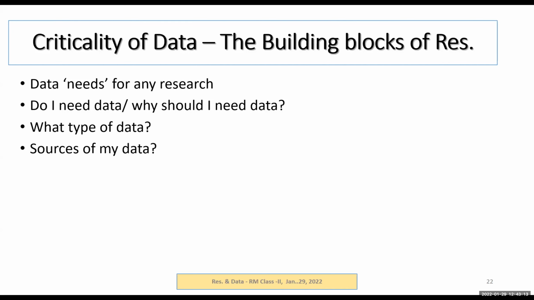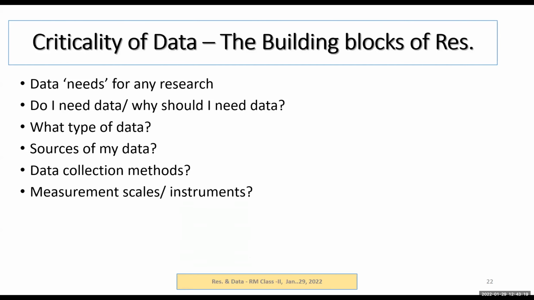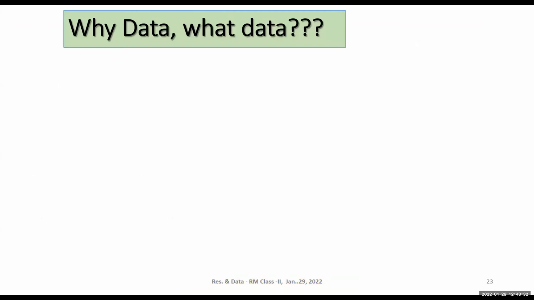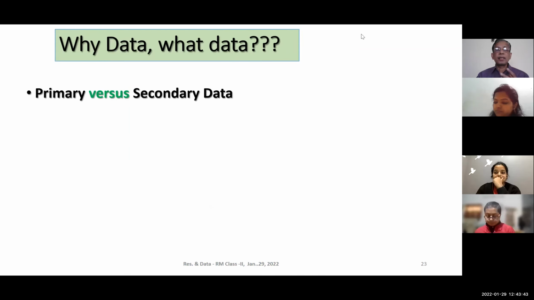Source of data, I think we have already discussed. And how do I collect data? Data collection method. And which scale should I use? That we have already discussed. So these are a few questions which should precede the methodology and types of research. Now let's very briefly discuss. I know that many of you know the classification, so I will not be wasting our time. First, we know that data can be classified in two ways: primary data versus secondary data. Hope you are clear. Please don't hesitate to stop me.